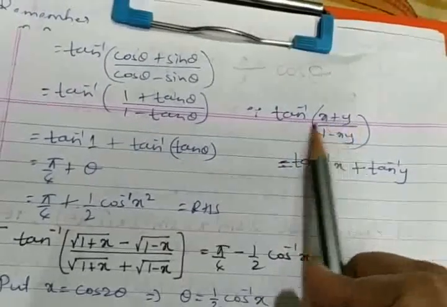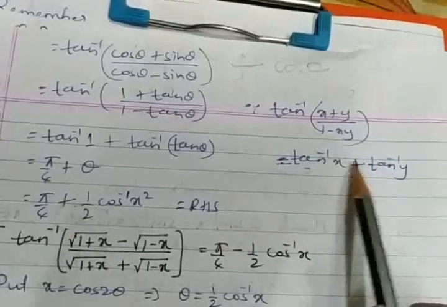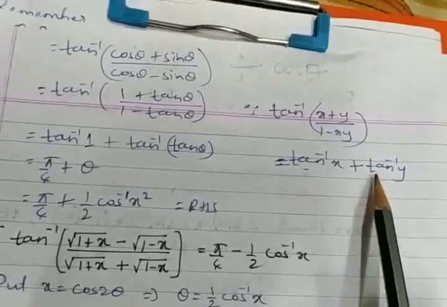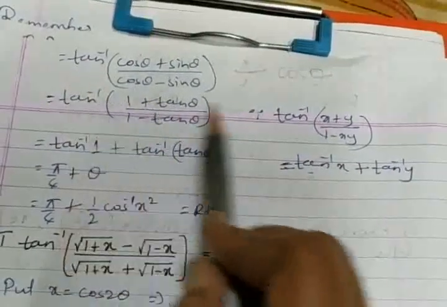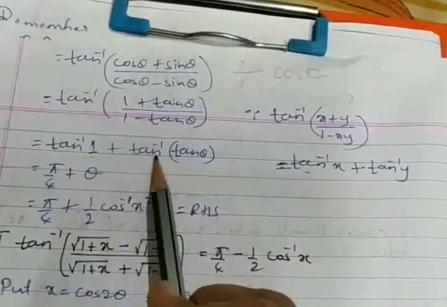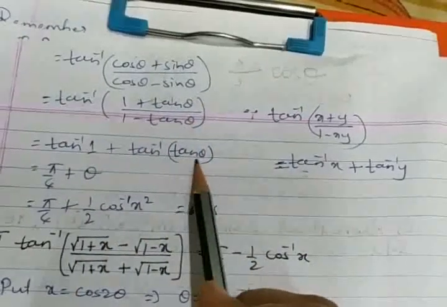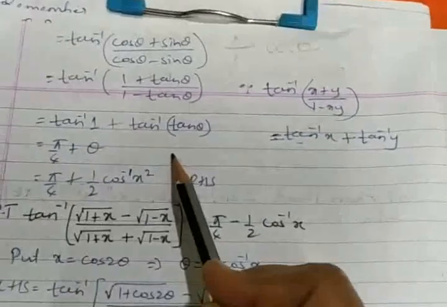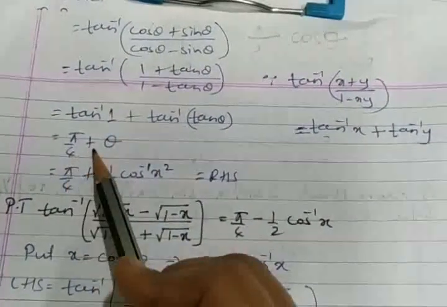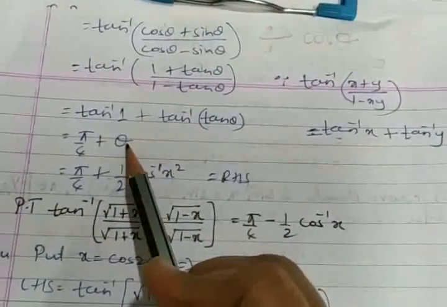tan inverse of x plus y, denominator 1 minus xy can be splitted as tan inverse x plus tan inverse y. So the whole situation itself I am comparing with this formula, tan inverse x plus tan inverse, this is y. Got it? A very simple way of claiming the formula. And tan inverse 1, no doubt I should say it is pi by 4, plus it is tan inverse of tan theta. So property applied here. We are left with theta.